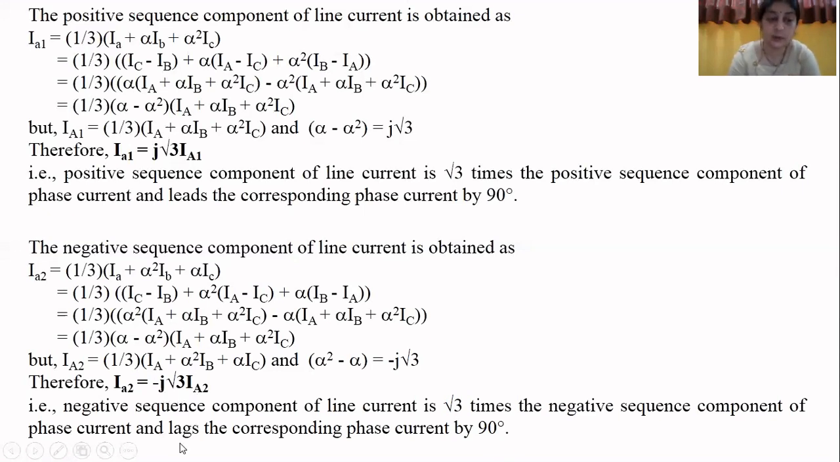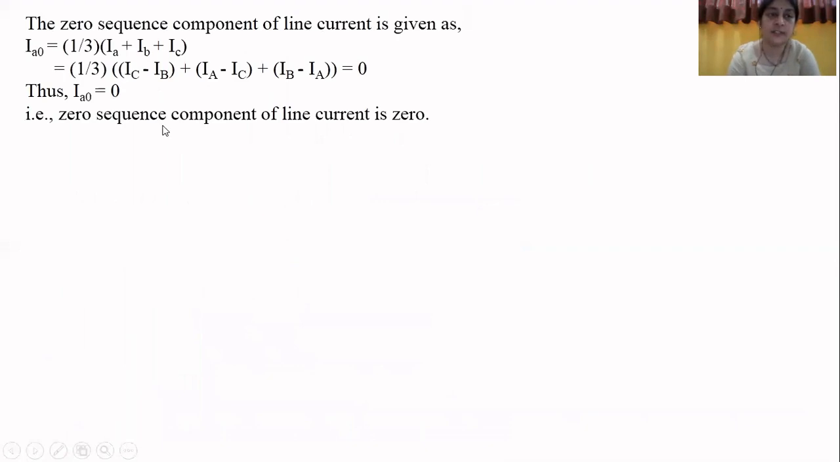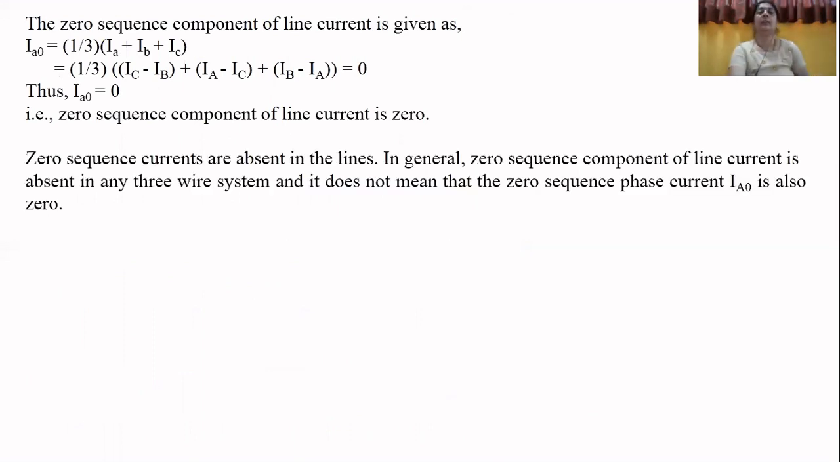When it comes to the zero sequence component, we have seen that Ia0, that is the zero sequence component of the line current, will now become equal to 0. That is, the zero sequence component of line current is 0 in case of a delta connected system. That is, we have seen that the zero sequence currents are absent in the lines.